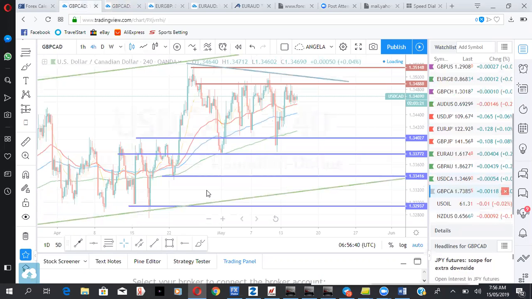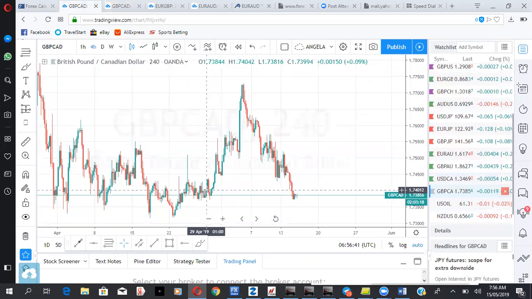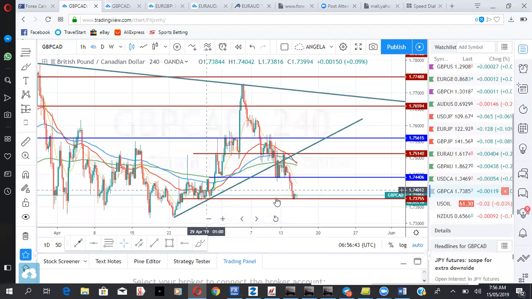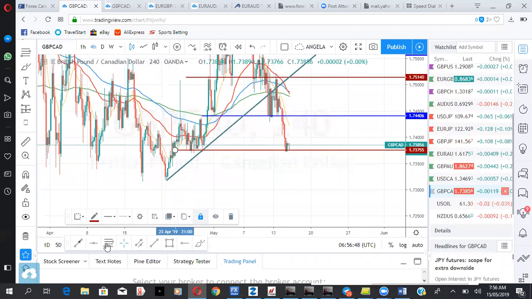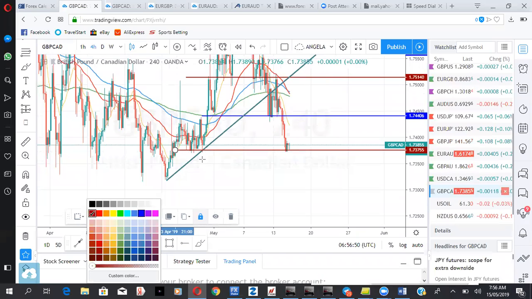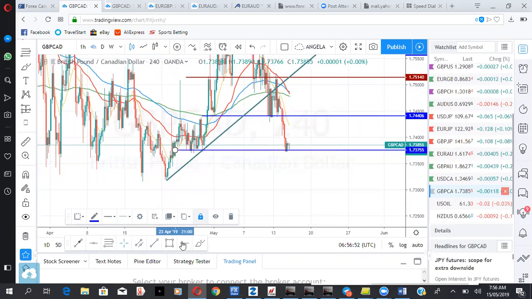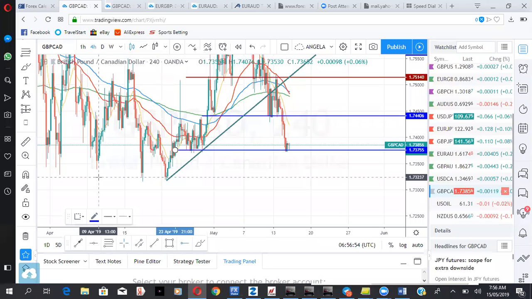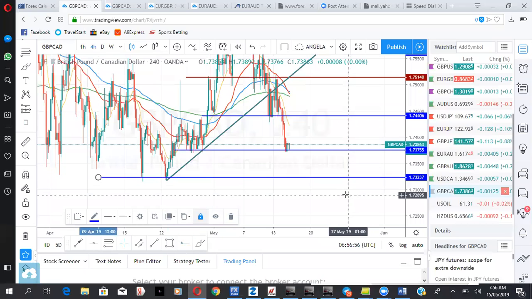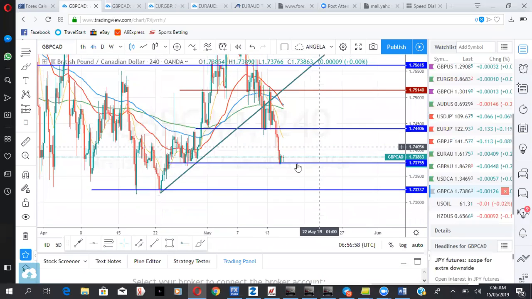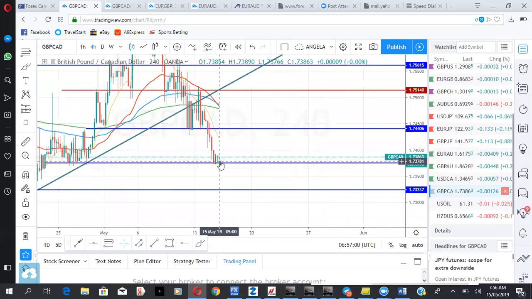Let me look at GBPCAD. GBPCAD is sitting at support. Yes, that's right. Sitting at support here. Should that support level break, the next level of support comes in again. But should this support hold, then most likely you might see price go to 74.40.